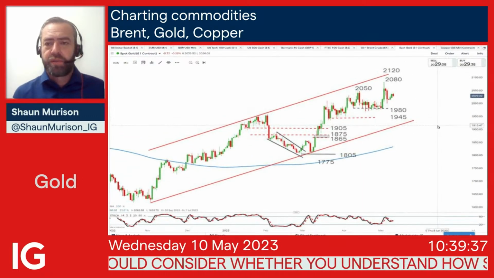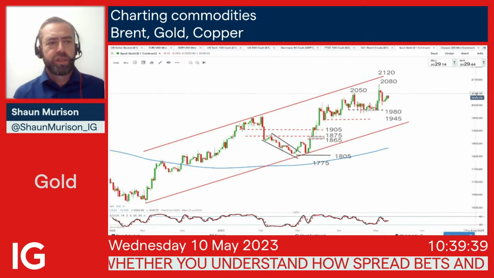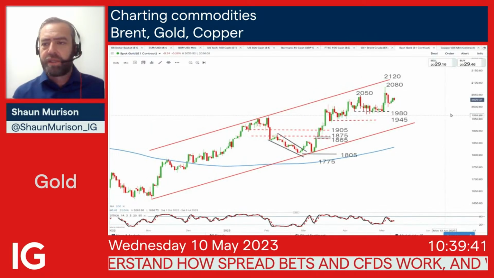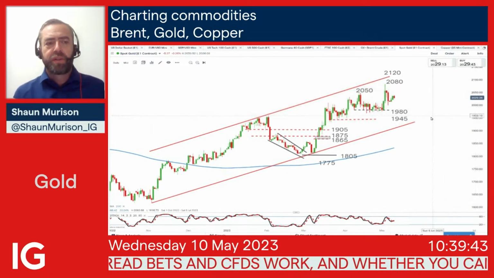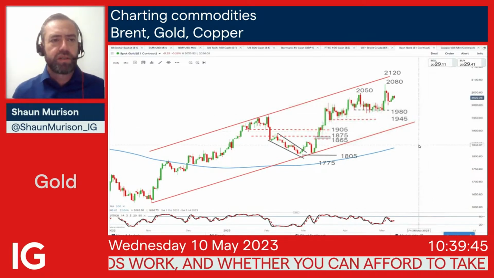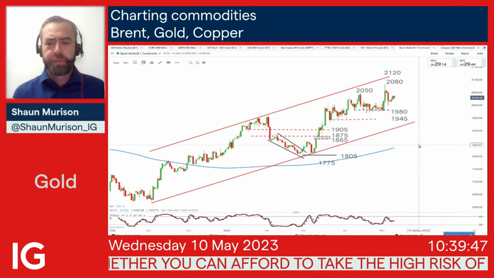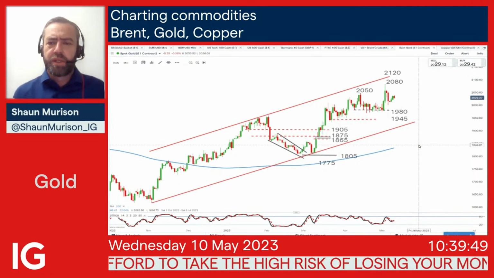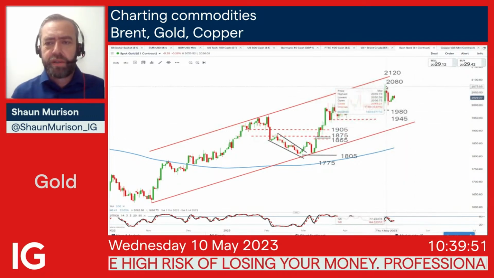Spot gold, this trend is firmly up. One of the better performing commodities at this point in time. Some safe haven appeal. We've had generally a weaker dollar, which has supported prices on gold. So that long-term trend is up. We've recently just made that new high.